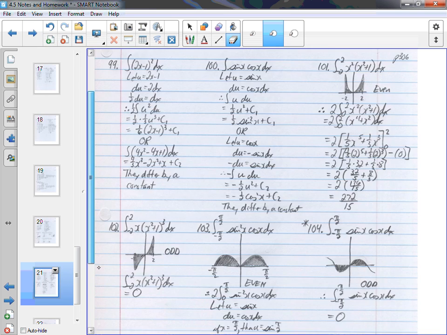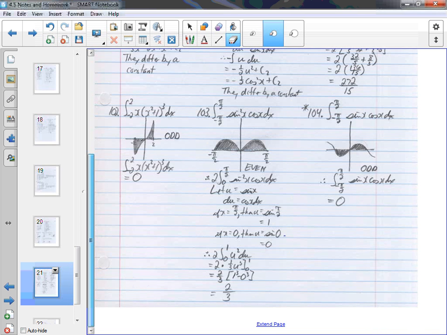All right, there's 103. They must be asking us to use even and odd. Yep, evaluate the integral using the properties of even and odd functions as an aid. So on 103, we have the integral from negative pi over 2 to pi over 2 of sine squared of x times cosine of x dx. All right, so that's an even function.